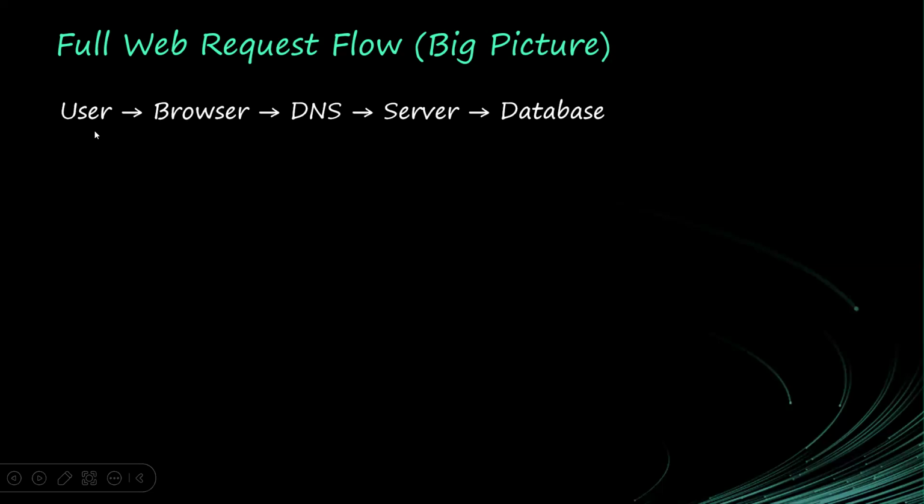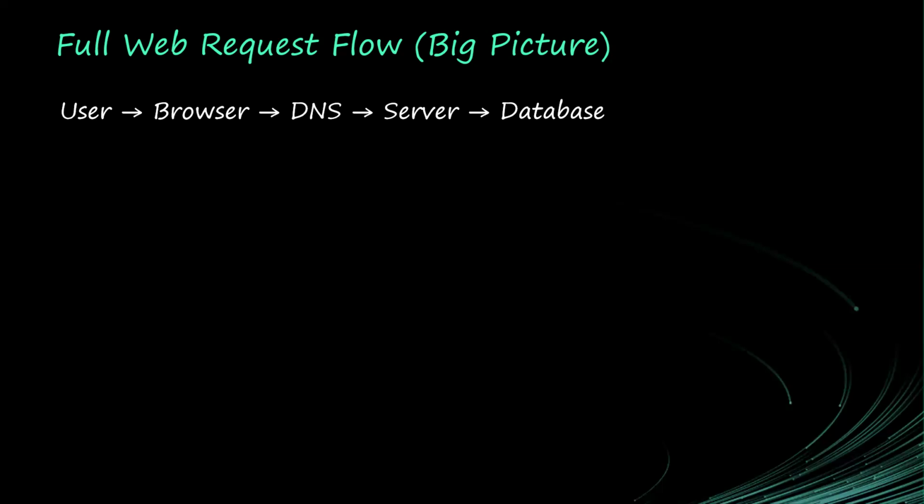The user will use the browser. You will type in the URL in the browser and hit enter. The browser will take that URL and go to the domain name system to find out: I have a domain name, but I don't know the IP address. Can you help me find the IP address? The domain name system will find the IP address.